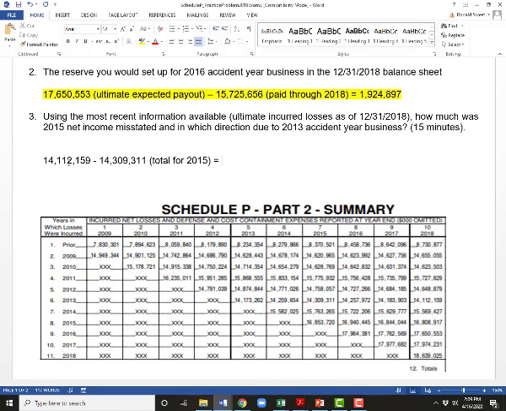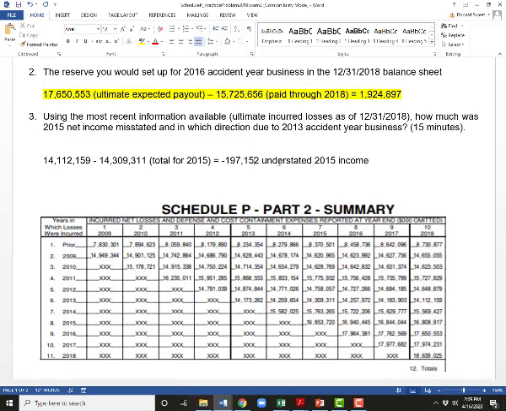So that gives you a difference of minus 197,152. So 14,112,159 minus 14,309,311 gives you minus 197,152. So in 2015, we overstated our losses by $197 million. So that means we understated 2015 income by 197.